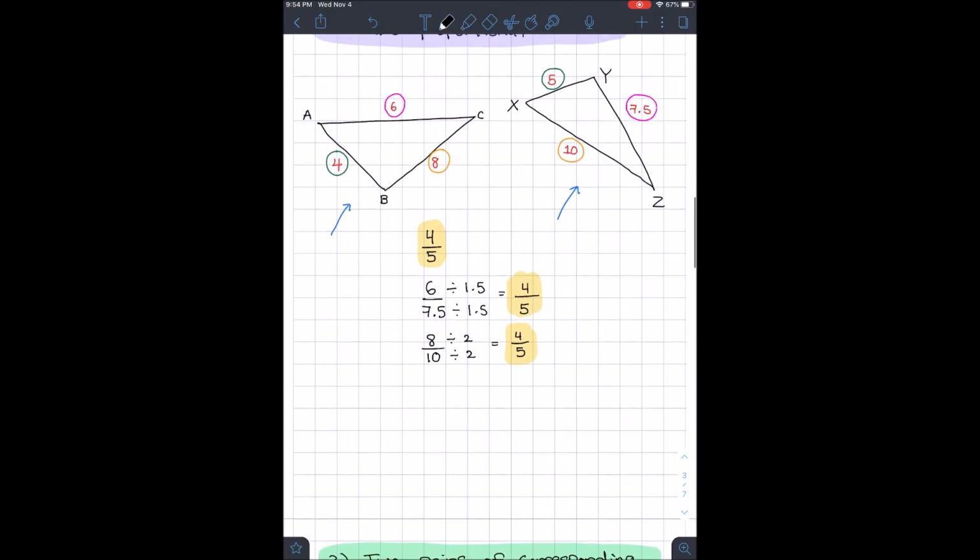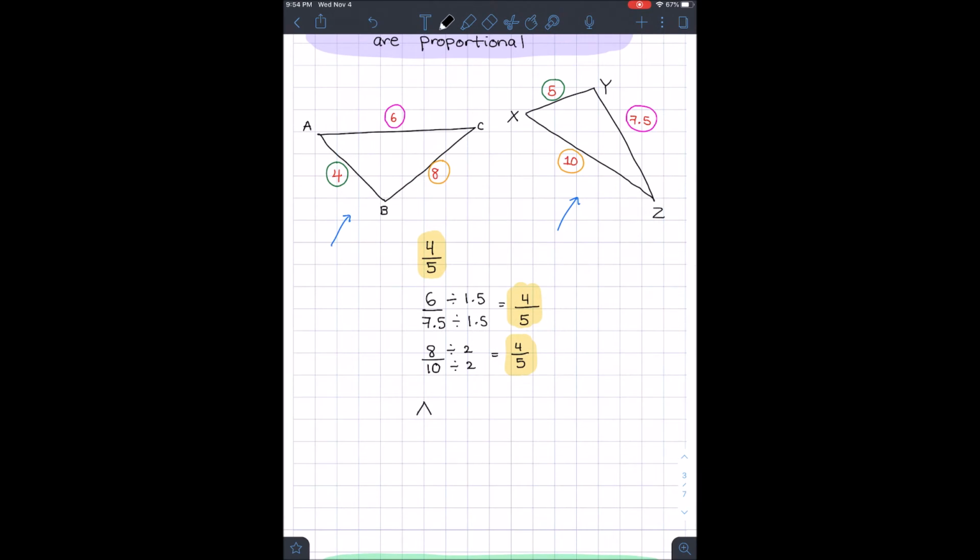So then we can say the triangle ABC is similar to triangle XYZ, and the reason is because all sides are proportional. We write the abbreviation SSS, which stands for side, side, side.